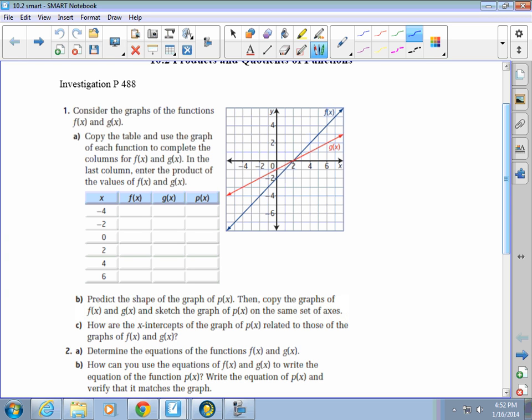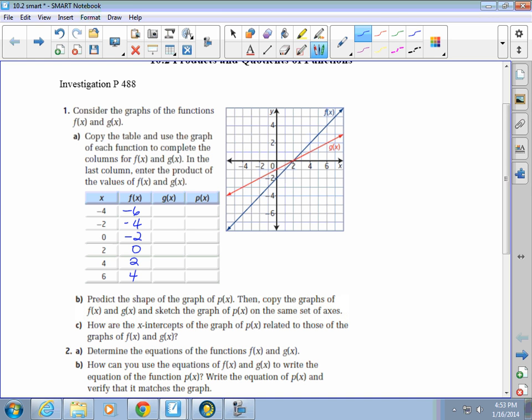So, f(x) is the blue. At -4, f(x) is -6. At -2, it's -4. 0 is -2. 2 is 0. 4 is 2, and 6 is 4.